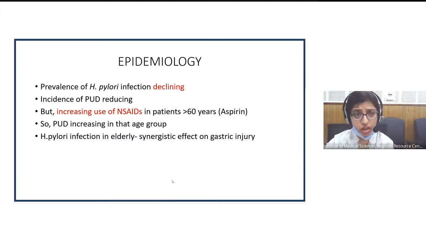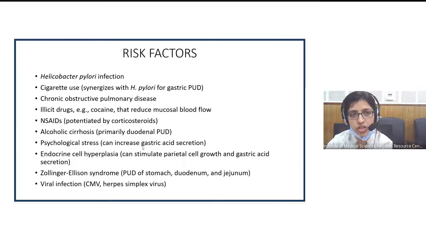Now, a good news is that the prevalence of Helicobacter pylori infection is declining. So the incidence of peptic ulcer disease is actually reducing. However, there has been an increase in use of non-steroidal anti-inflammatory drugs in patients above 60 years of age. And so in this particular age group, the change in the disease epidemiology is that there is an increasing incidence. And if these patients also develop Helicobacter pylori infection, then this has a synergistic effect on the gastric injury.